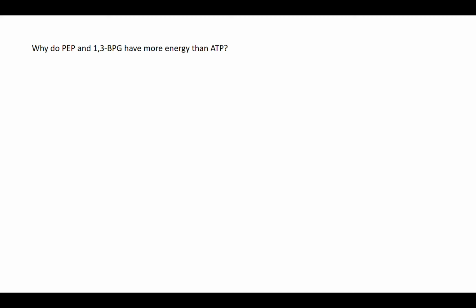All right, your next question asks you to explain why do PEP and 1,3-bisphosphoglycerate have more energy than ATP. Now the answer is different in both of these two cases. We'll go through them both individually. So we'll start with phosphoenol pyruvate.